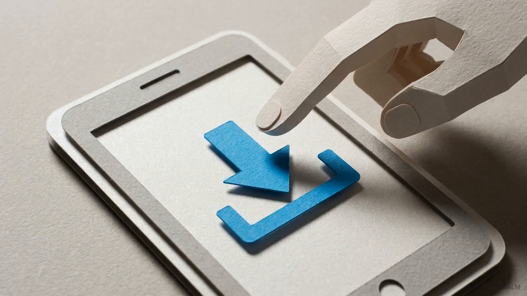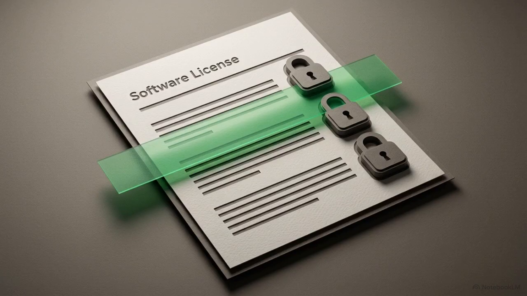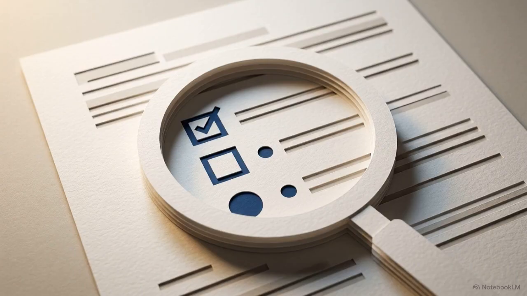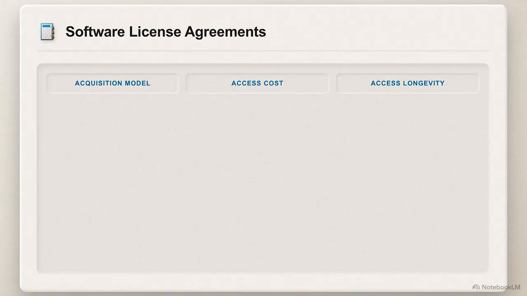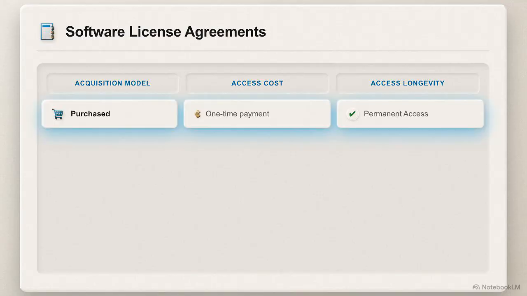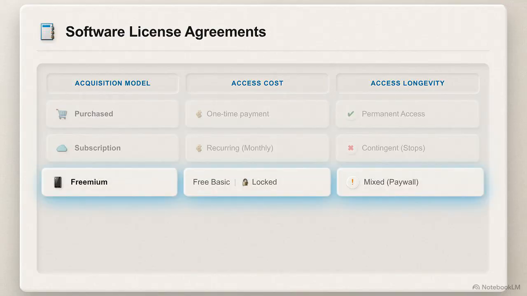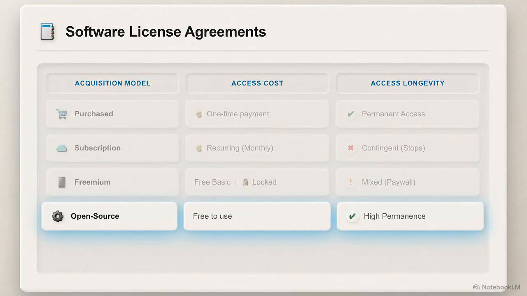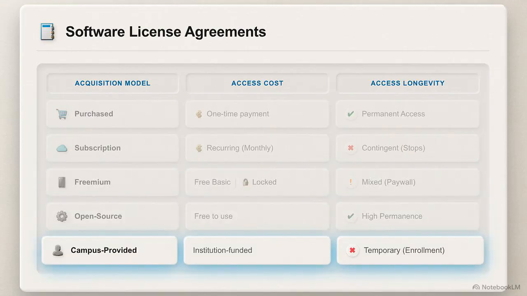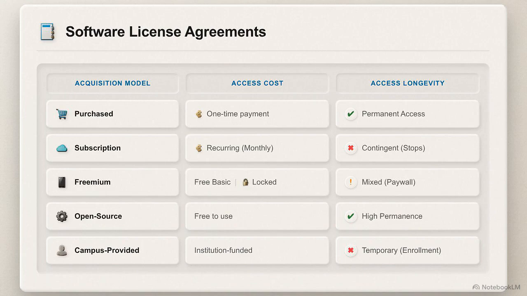Every time you download a program, you agree to a software license, a specific set of permissions that dictate exactly how you are allowed to use that tool. These licenses determine how you pay for and access your tools. This chart shows the common models: a one-time purchase, a recurring subscription, a freemium app that locks advanced features, open-source software with publicly available code, and campus-provided tools linked to a student account.